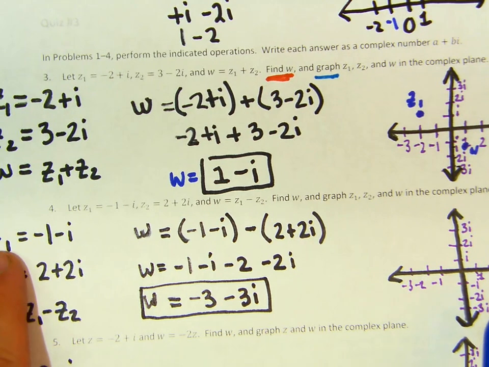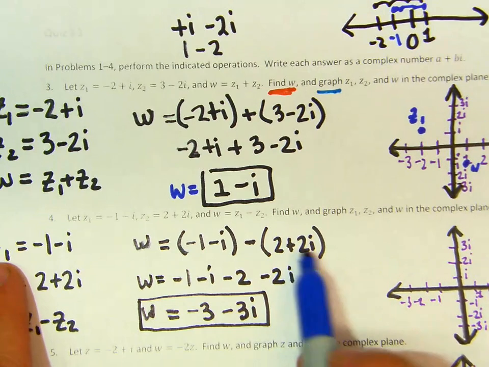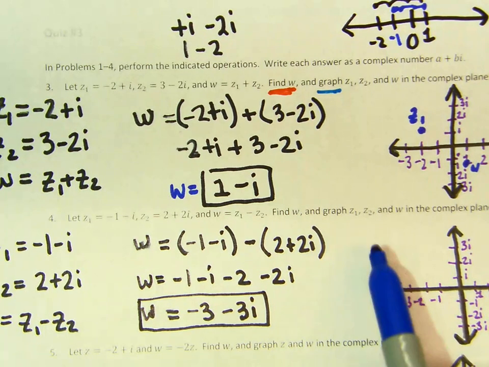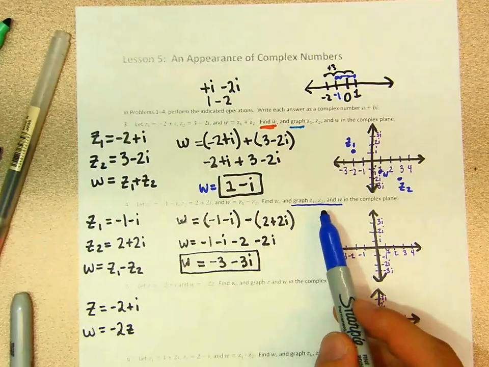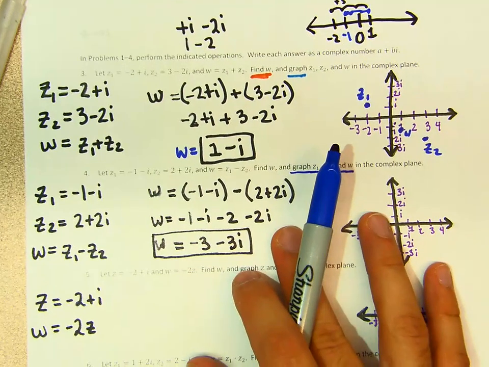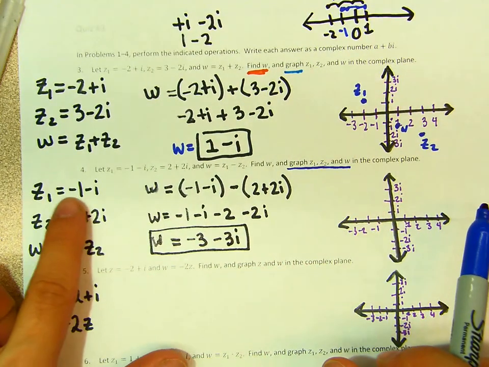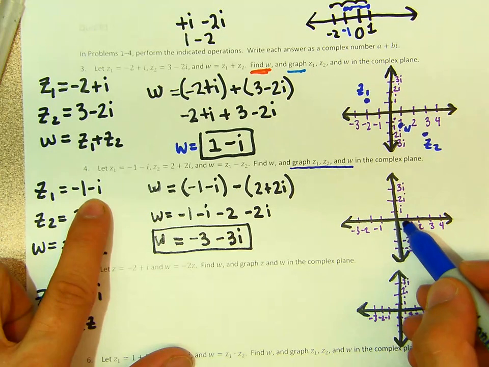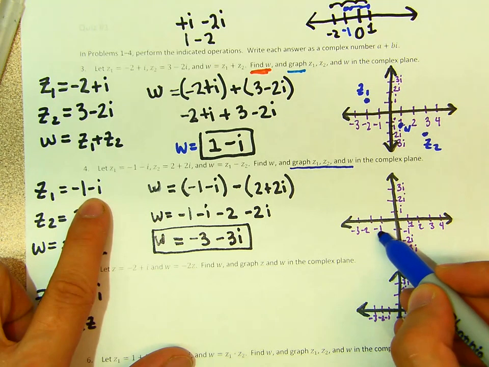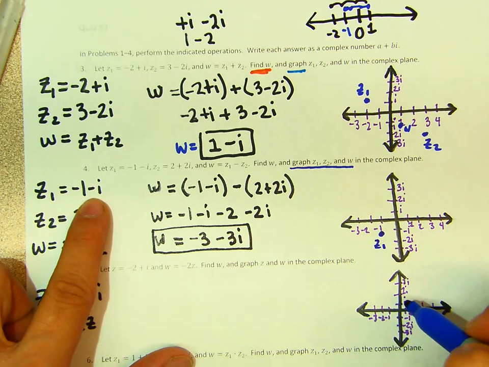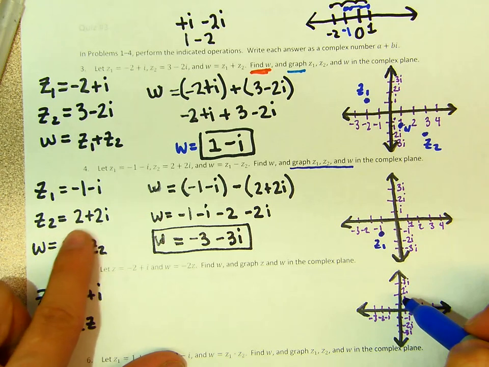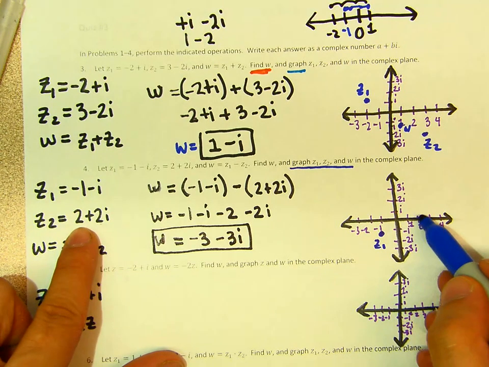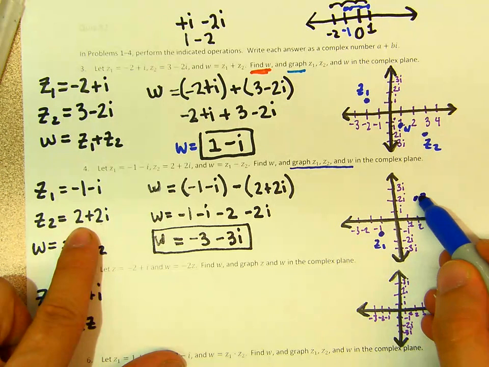So here, now what do we have to do? It says graph it, right? We're going to graph the z sub 1 and the z sub 2. So here, where is my z sub 1? It is negative 1 minus i. So negative 1 minus i is here. That is z sub 1. What about z sub 2? It is 2 plus 2i. So 2 plus 2i, and that's z sub 2.